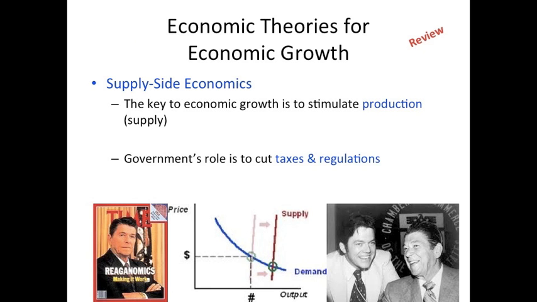So there are some who reject Keynesian economics and instead subscribe more to supply-side economics, where the idea is the key to economic growth is to stimulate the production side of things, not so much the demand side of things, the belief that supply will create its own demand. So the government's role then is to cut taxes that target more business investment spending, as well as to reduce government regulations.